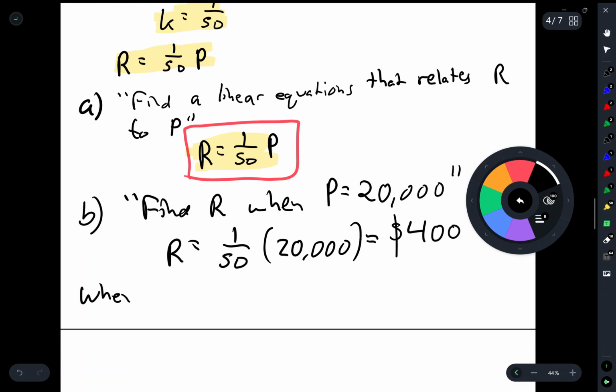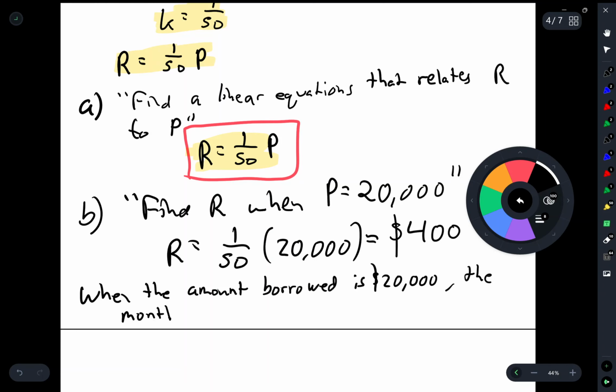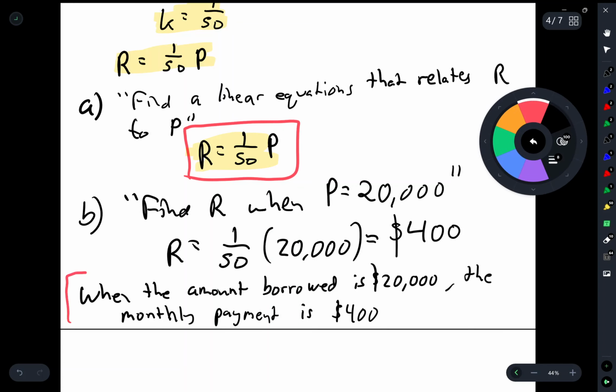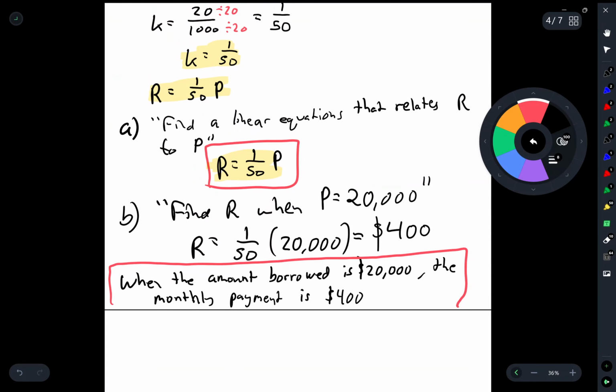This is an important thing you want to do. When the amount borrowed is $20,000, the monthly payment is $400. And that is all there is to this question.